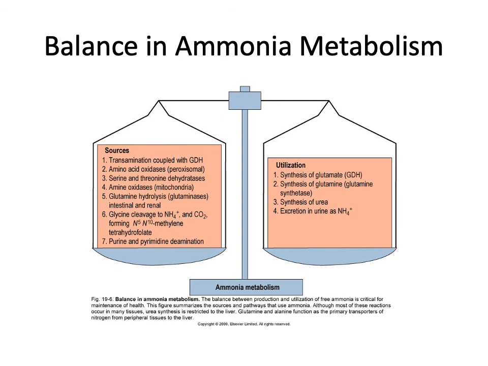So it's important to balance the amount of ammonia in cells, and this shows a number of sources on the left, and you can read through those, although we've talked about most of those, and then utilization on the right, and basically to form different amino acids, form other nitrogen-containing compounds, and then if there's excess ammonia left over, that is made into urea that then can be excreted through the kidneys.